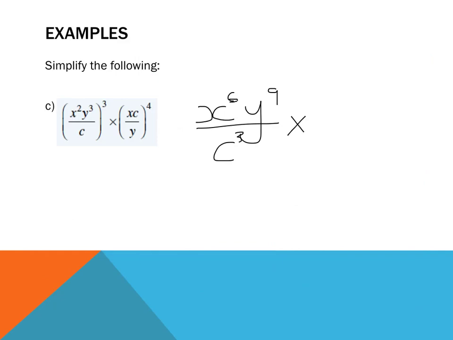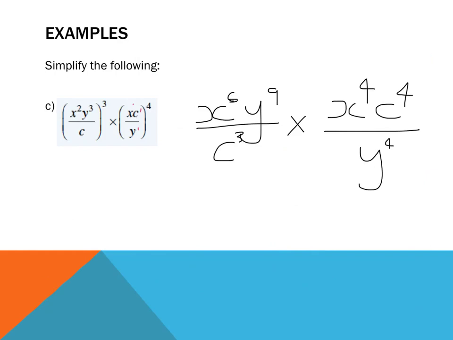Times, let's expand this out. X to the power of, well, there are ones in there essentially. Okay, that becomes x to the power of 4, c to the power of 4. How I'm getting that is x times x times x times x is what it's asking me to do. And then y to the power of 4.